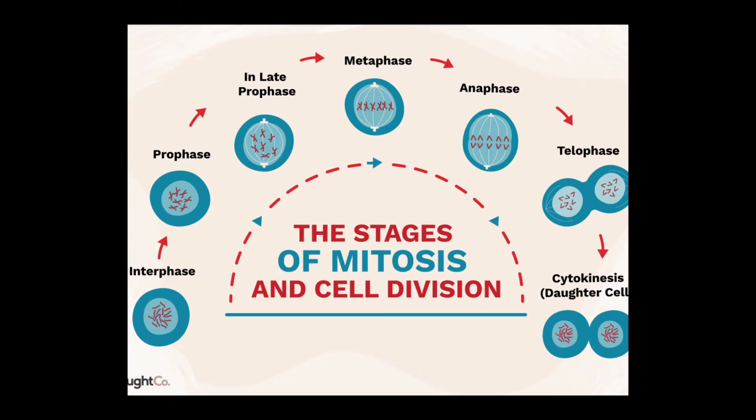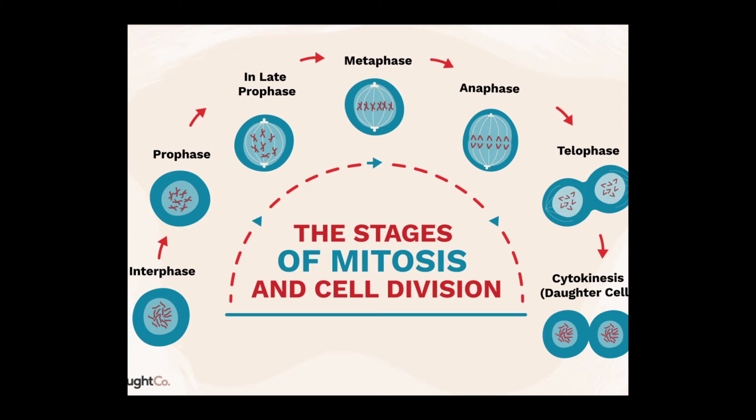So let's talk first about what mitosis is. Mitosis produces two identical daughter cells, and its significance is for growth and development, and also for repairing and replacing damaged cells.